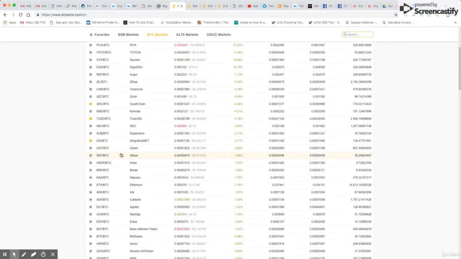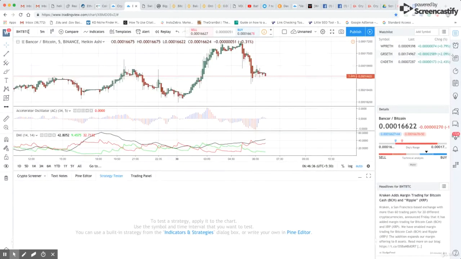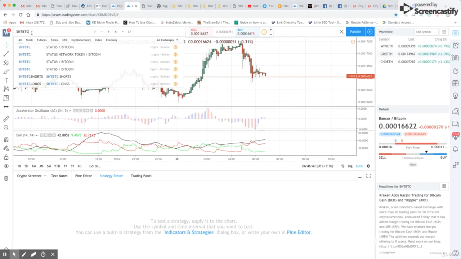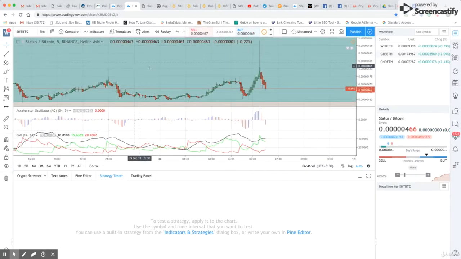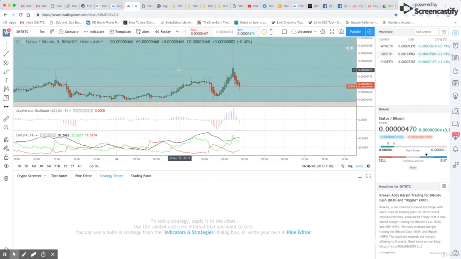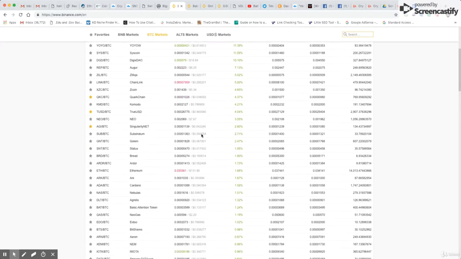Let's see this one, SNT. Let's analyze SNT BTC and see if it fulfills our criteria. Now you can see the rule number one is to see if the positive directional index of this coin is at 10 or less than 10. In this case, you can see it is around 32. So rule number one is out, so we are not going to use this coin for trading. Then we go for some other coin.